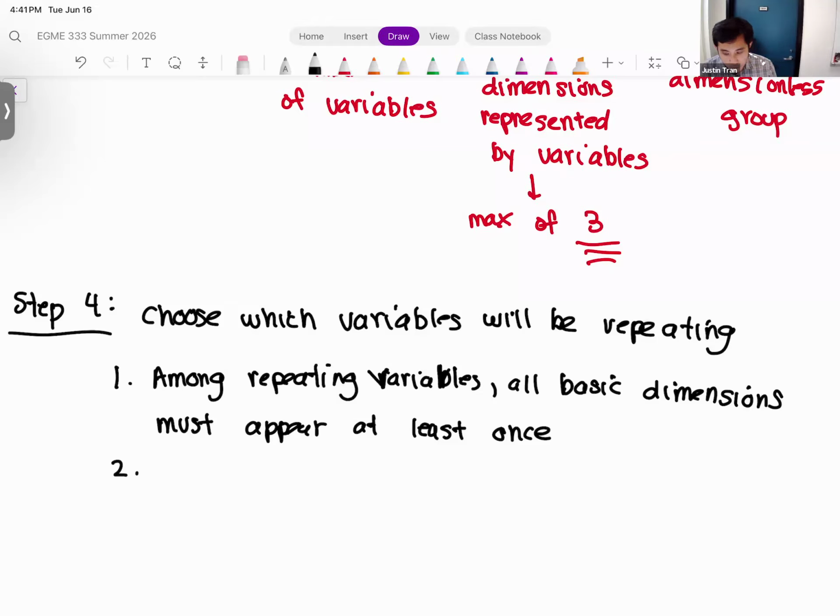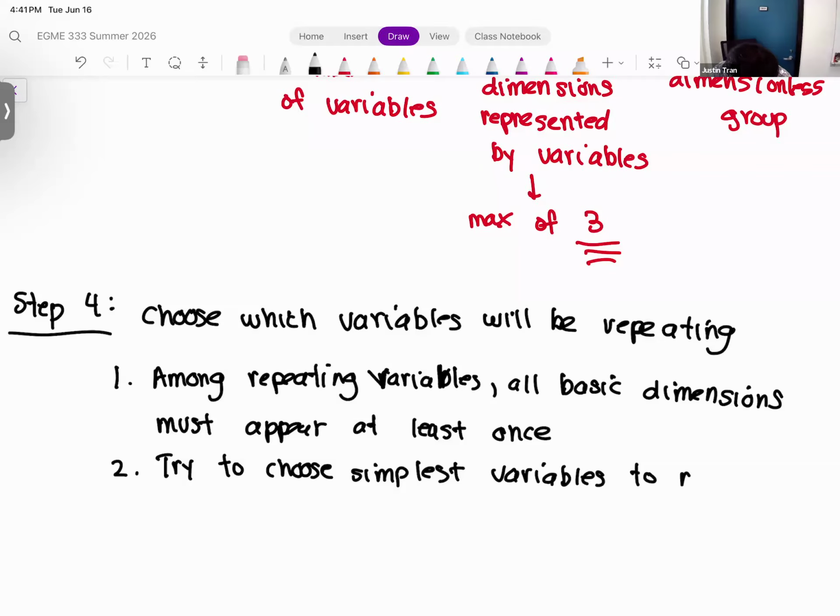Number two. Number one is a requirement, so you can't get away with number one. Number two is a suggestion, just to make your life easier. Try to choose the simplest variables in your system to be repeating. While you can do this with the complicated variables, it'll just make your life a lot easier to choose the simple ones.